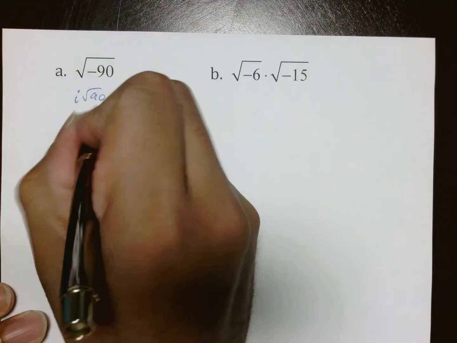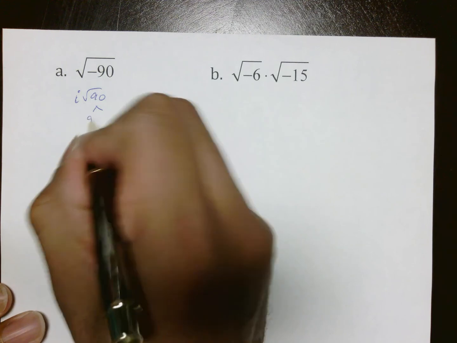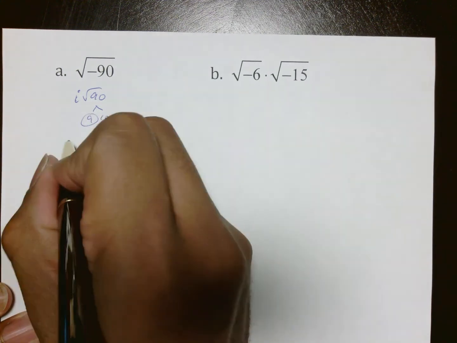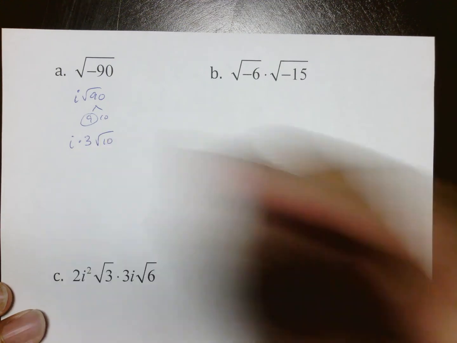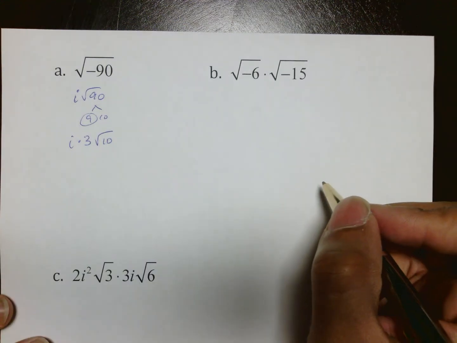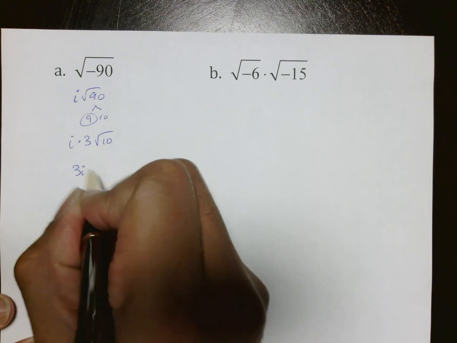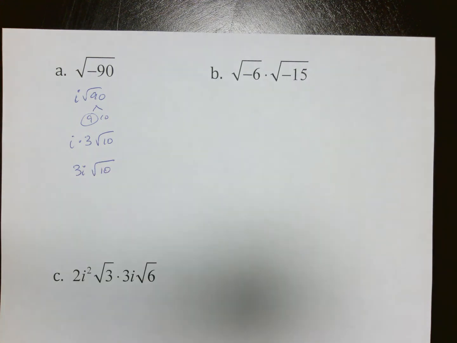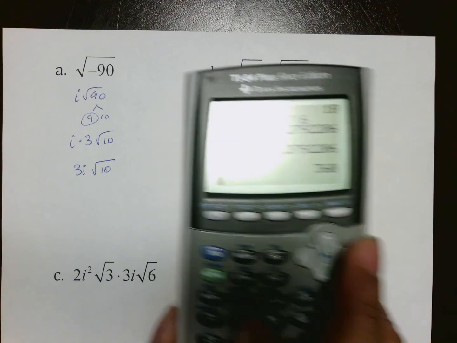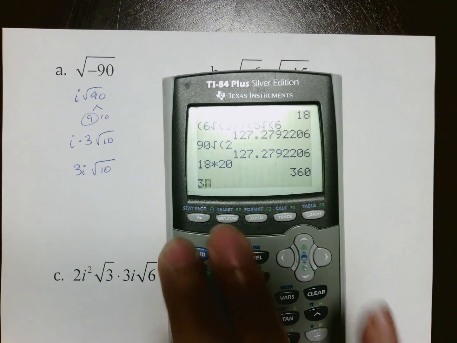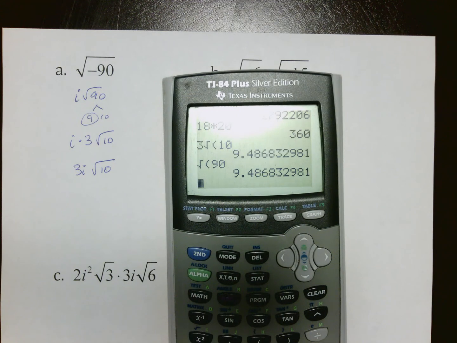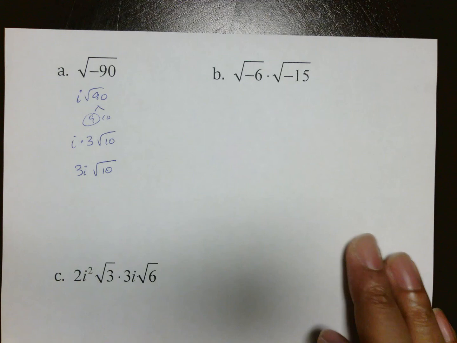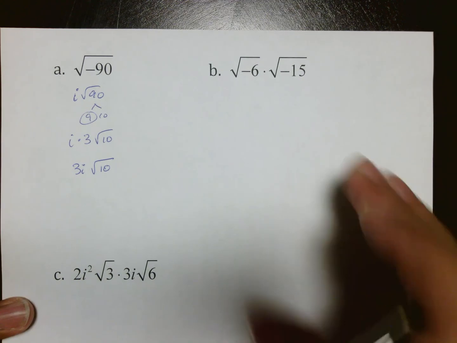Then break out your 90. So you have 9 times 10, which is i already out there, 3 coming out, 10 staying on the inside. And we of course know that when we treat i like a variable, we do not put i in front of a number. 3i root 10. You cannot check the i portion, but you can at least check the 90 portion, 3 root 10 and square root of 90. At least that way you can make sure you got that number right, because the i portion shouldn't be that bad.